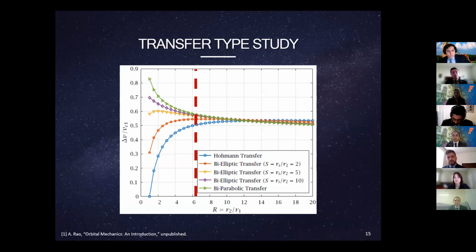So the final and initial orbit that you're transferring between. So basically we calculated this R parameter, this ratio, for each of the transfers within our trajectory. And then we found that the highest one was just over 6 in terms of this ratio. So you can see the red dotted vertical line represents that. So that means all of our transfers lie either on that red vertical line or to the left of it. And we can see in that region, the Hohmann type transfer is the most efficient. That's why we'll be performing Hohmann type transfers.